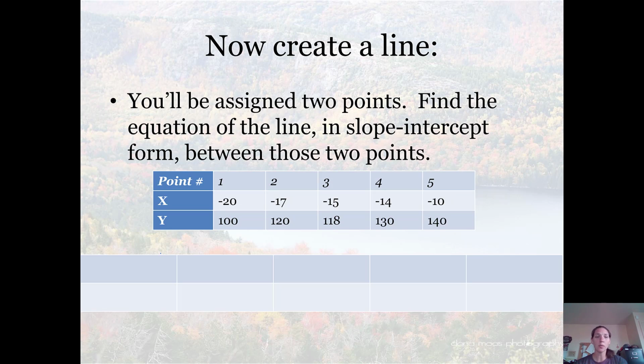Now, normally in class, I'd assign you 2 points. You'd find the equation of the line in slope-intercept form between those 2 points. So I'm going to ask you to pick 2 points: 1 and 2, 1 and 3, 1 and 4, 1 and 5, 2 and 3, 2 and 4, 2 and 5, 3 and 4, 3 and 5, or 4 and 5. Pick 2 points and find the equation of the line between those 2 points.